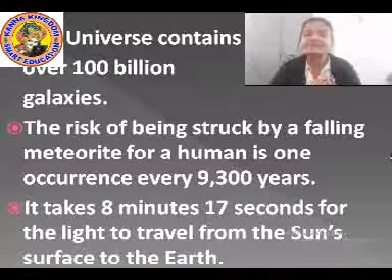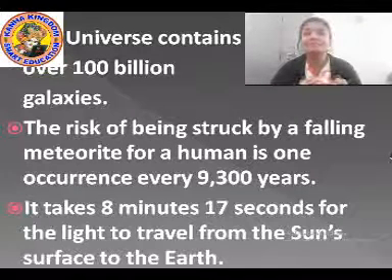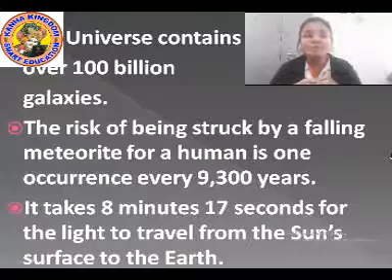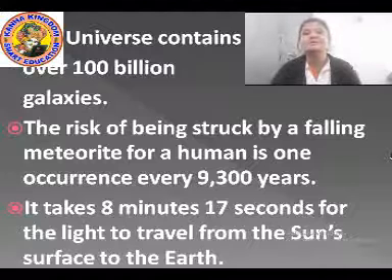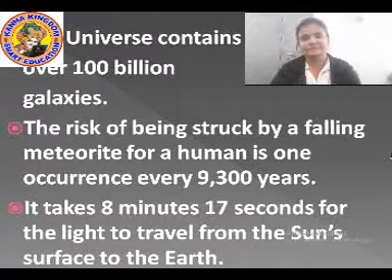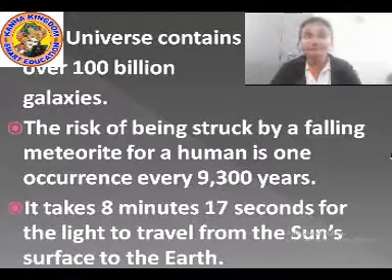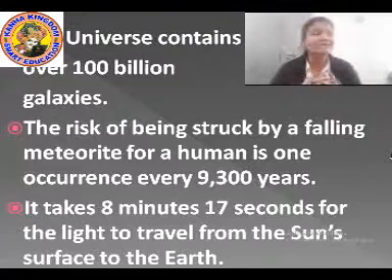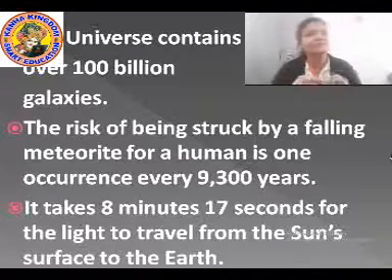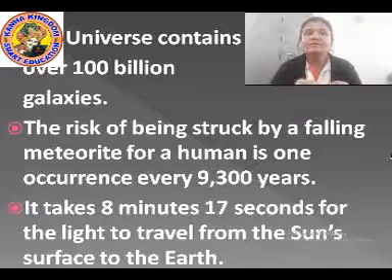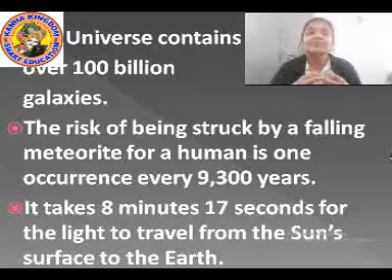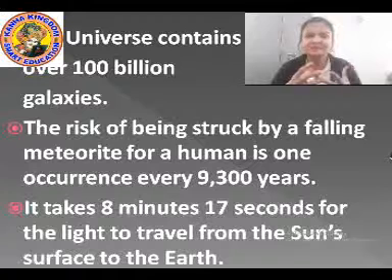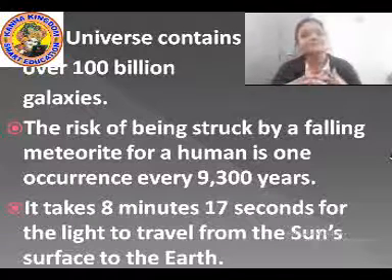Next, the risk of being struck by a falling meteoroid for a human is one occurrence every 9,300 years. It means if a meteoroid falls from space, comes down to the earth and falls anywhere, the chances of a human being struck by it are very small. It can occur once in every 9,300 years.